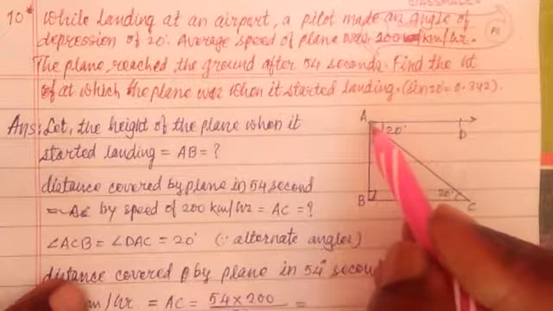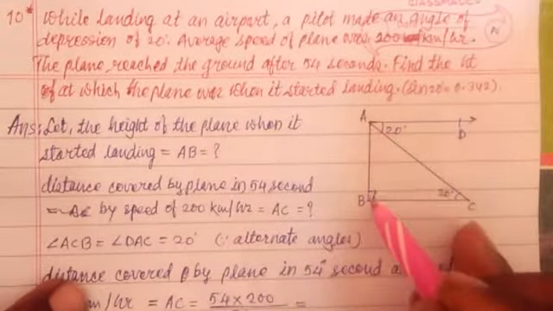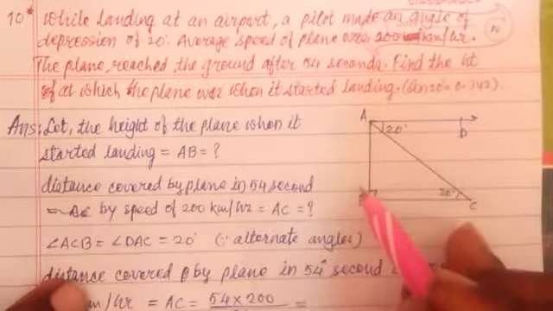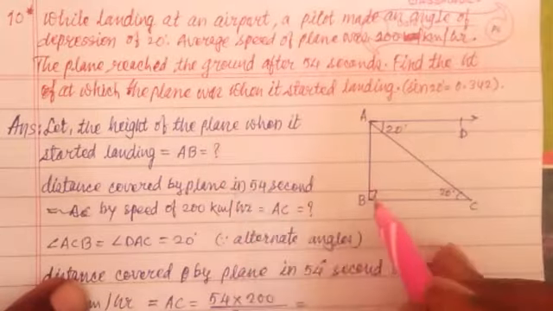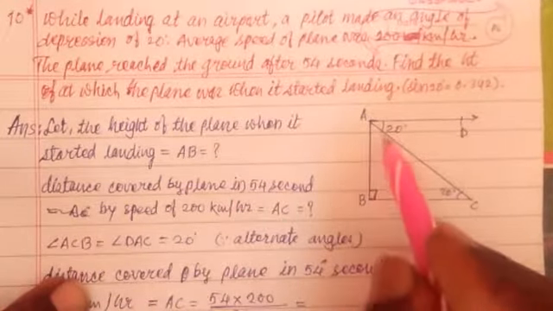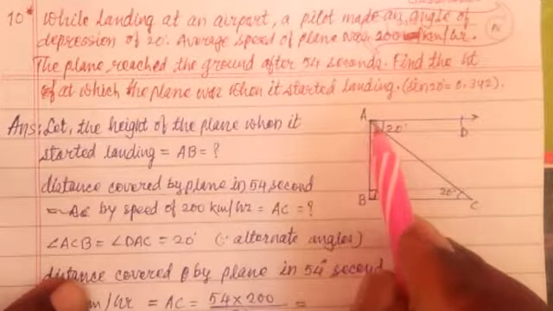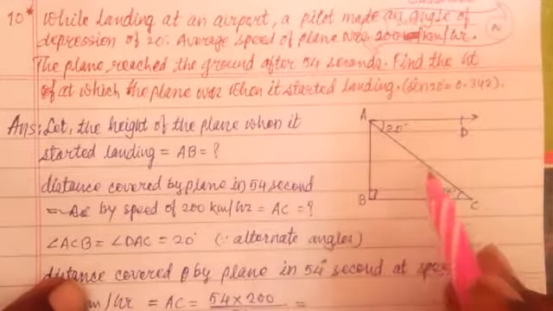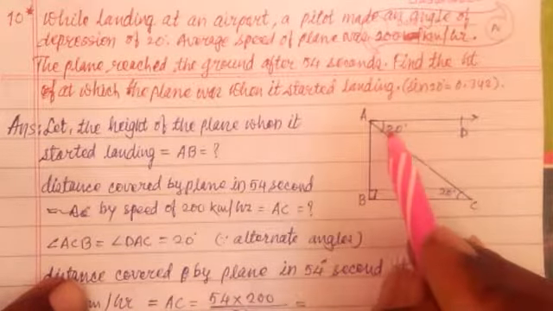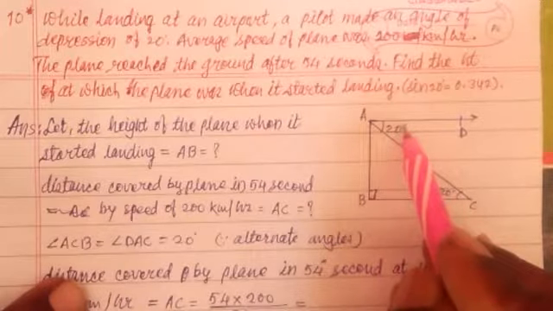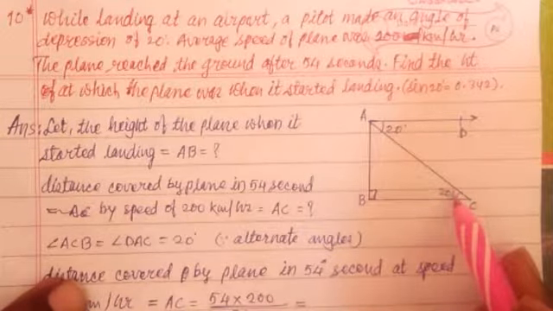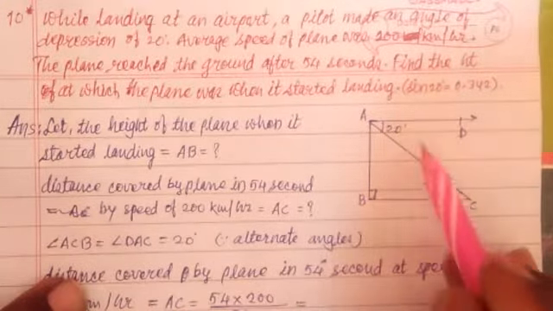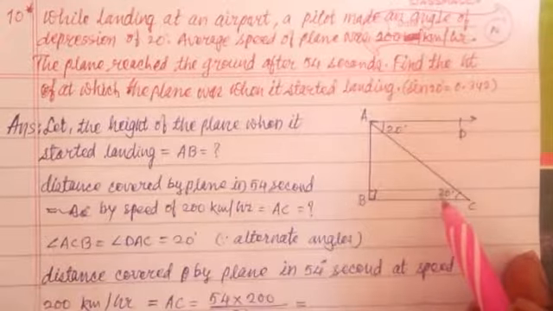Now plane is at point A and this is ground. Perpendicular distance means AB. This we have to find out, AB is equal to question mark. Now distance covered by plane in 54 seconds. Plane landing at point C, angle of depression is 20 degree, and hence this angle ACB is also 20 degree, as both are alternate angles.